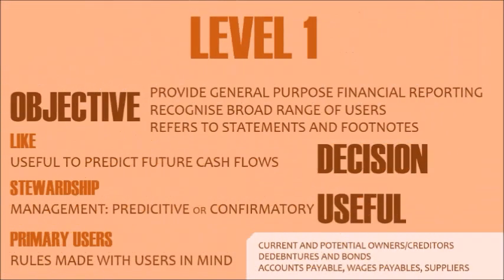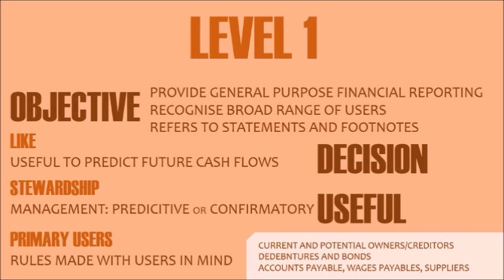The first level includes being objective and decision useful. To be objective, you must provide information about the reporting entity that is decision useful to present and potential capital providers. To provide general purpose financial reporting, you must recognize a broad range of users. Financial reporting refers to financial statements and the footnotes accompanying the statements.